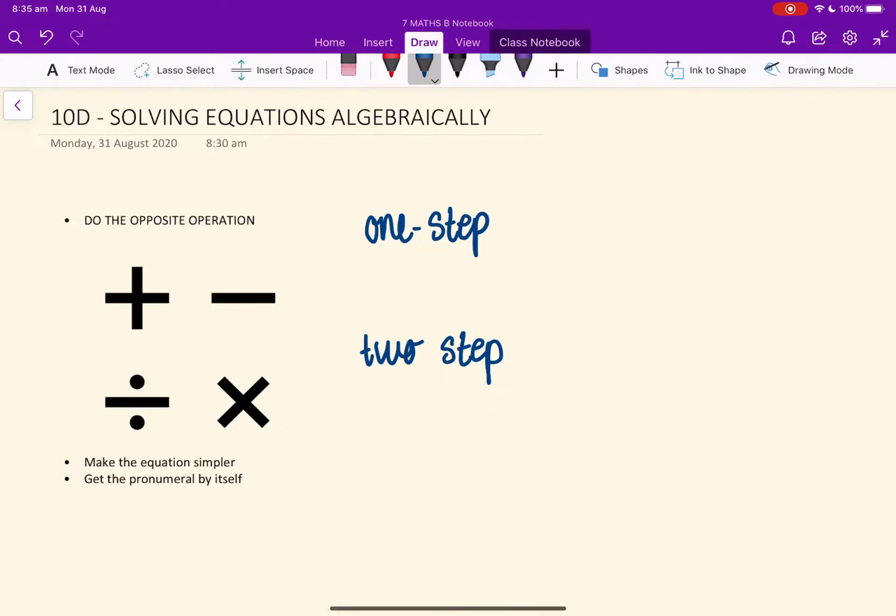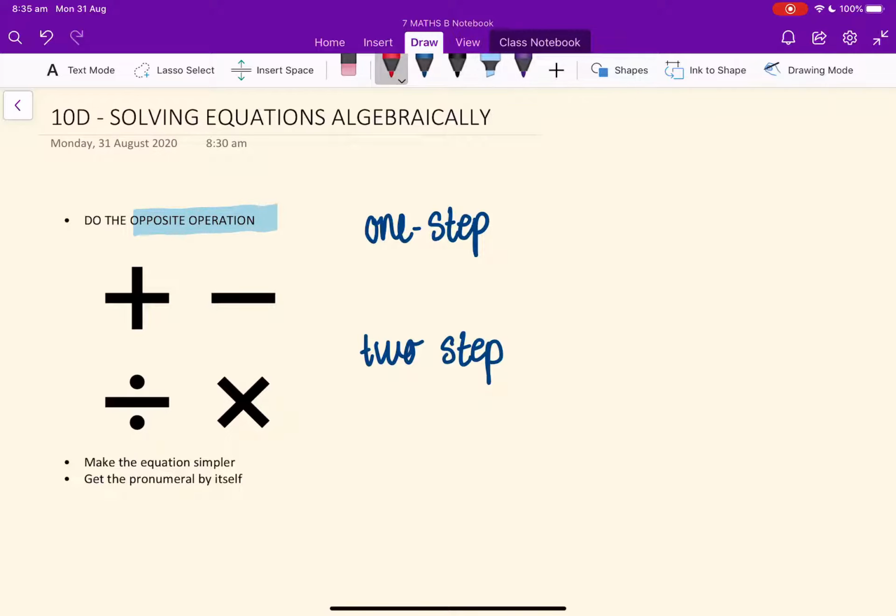In this video, we're going to work out how to solve equations algebraically, and this is based on chapter 10D in your textbook. So there's a few things I want you to keep in mind before we start doing some worked examples, okay? What we're going to do is the opposite operation.